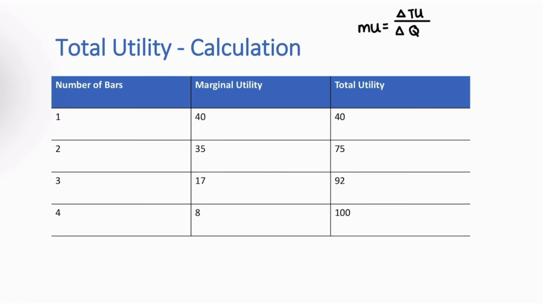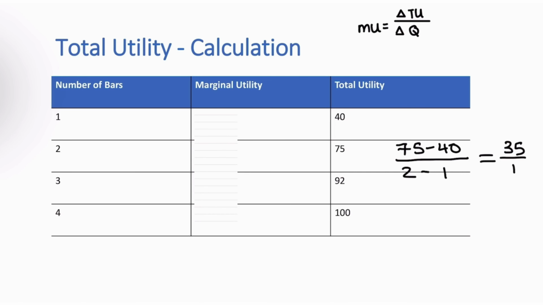Suppose you're in an exam and you're not given the marginal utilities. All we have to do is look back at this previous formula. So marginal utility is the change in total utility divided by the change in quantity. Let's look at an example. When looking at 2 chocolate bars, the change in total utility will be 75 minus 40, and then the change in quantity will be 2 minus 1. You get 35 over 1, so your marginal utility for the consumption of 2 chocolate bars is 35.